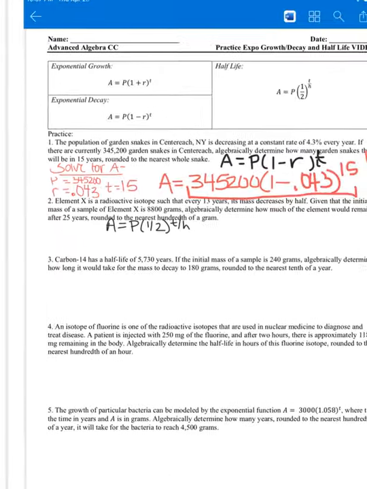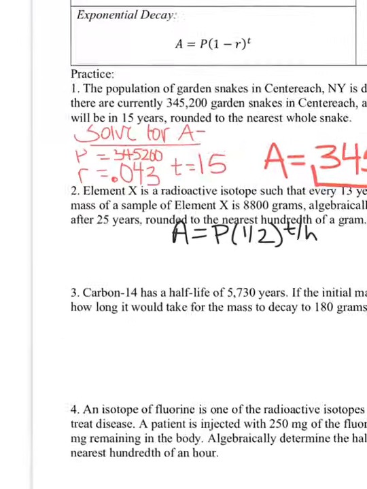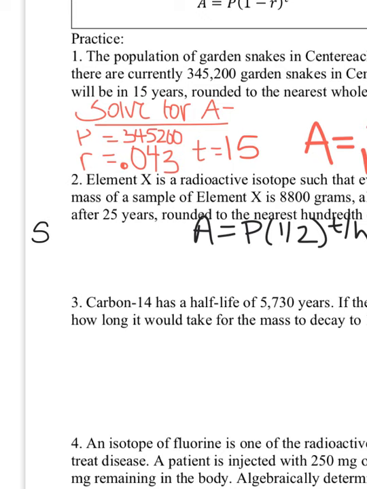Okay, that way we're trying to get rid of all the wordiness, so that's why I do this stuff on the left side where I write what variable you're solving for and then what everything else is. That way it gets rid of all the wordiness because no one likes word problems, right? So this says, given that the initial mass of a sample of it is 8,800 grams, algebraically determine how much of the element would remain after 25 years. So we are looking for a future amount. How much of the element would remain, right? A future amount. The future amount is your A value. So again, we are solving for A.